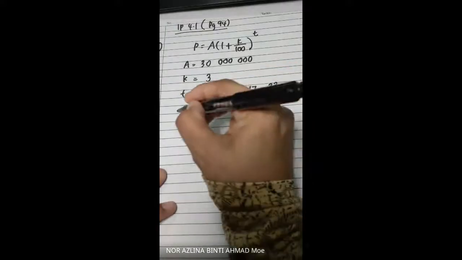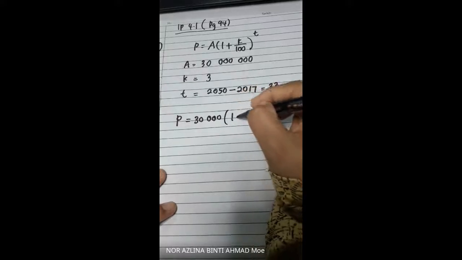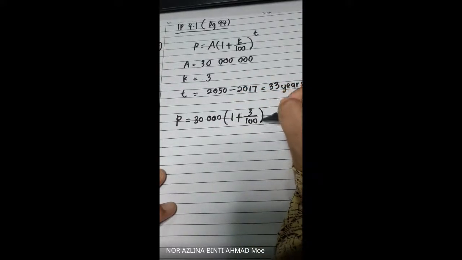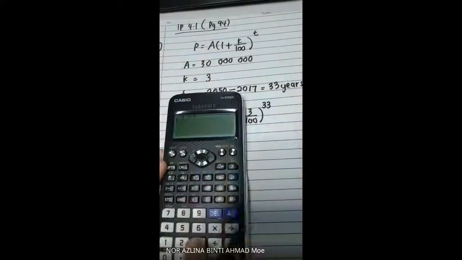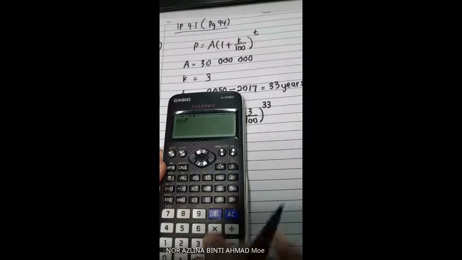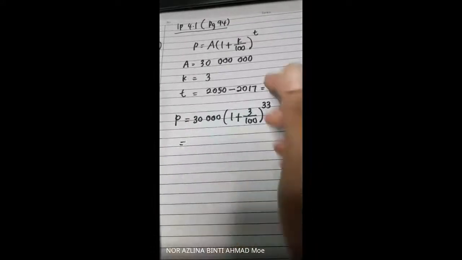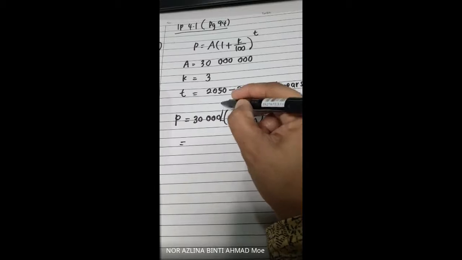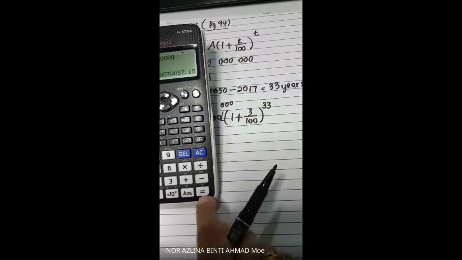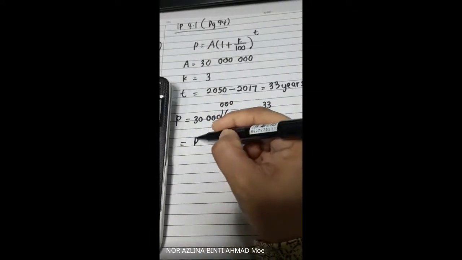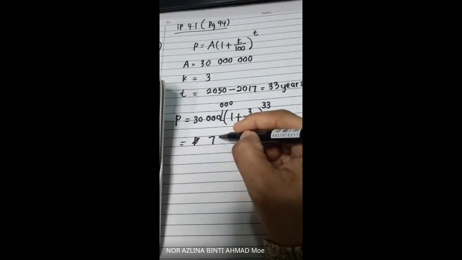So substitute into the formula. P equal to A is 30,000,000. 1 plus 3 over 100 to the power of T. T is 33. So what is the answer? 3 divided by 100 plus 1 to the power of 33, and we multiply with 30. Sorry, this is 30, another 3, 1, 2, 3, another 0, 1, 2, 3, 4, 5, 6. So this is the population. Estimate the population.